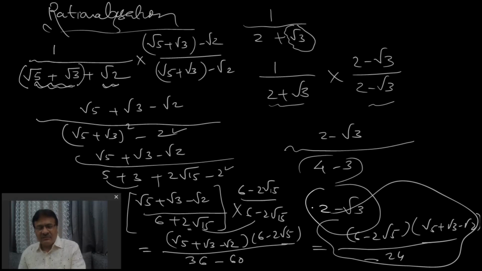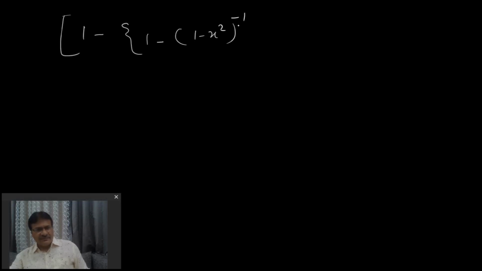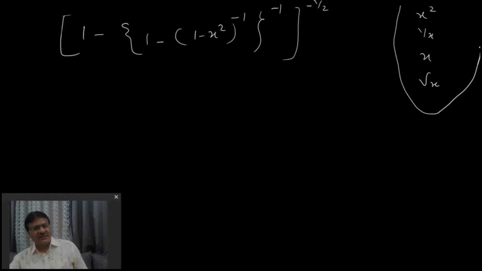Is that clear? Now see one more important question. The question is this: 1 minus {1 minus x square} to the power minus 1, all to the power minus 1, all to the power minus 1 by 2. My answer options are x square, 1 by x, x, root x. These are the 4 answers. Which one would be the answer after solving this? That is my question. Is that clear?